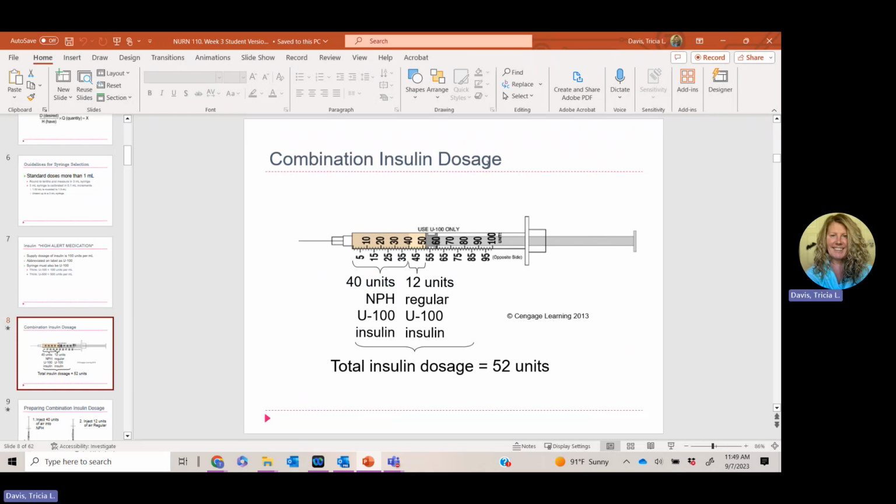Sometimes we have to combine insulin dosages. I was hoping to be able to show you this in class today, but since I'm recording, I cannot. So if you want me to, I can bring it to the next lecture and I can stay after and we can go over this.